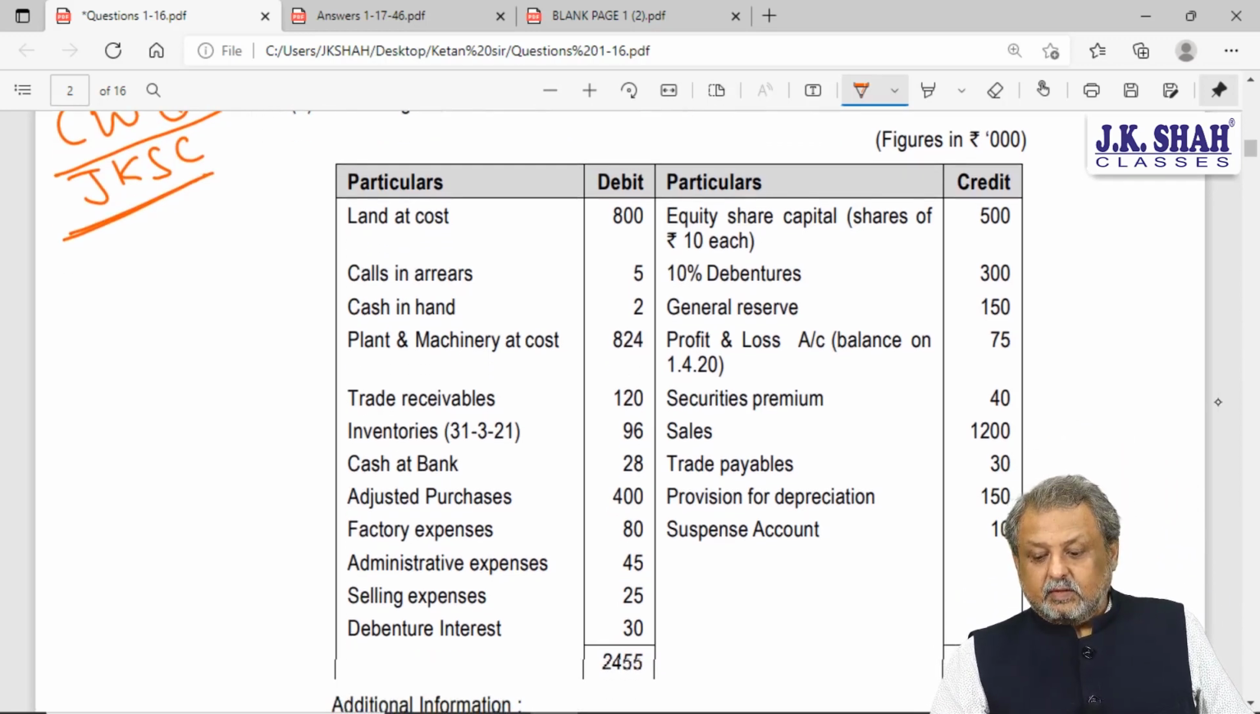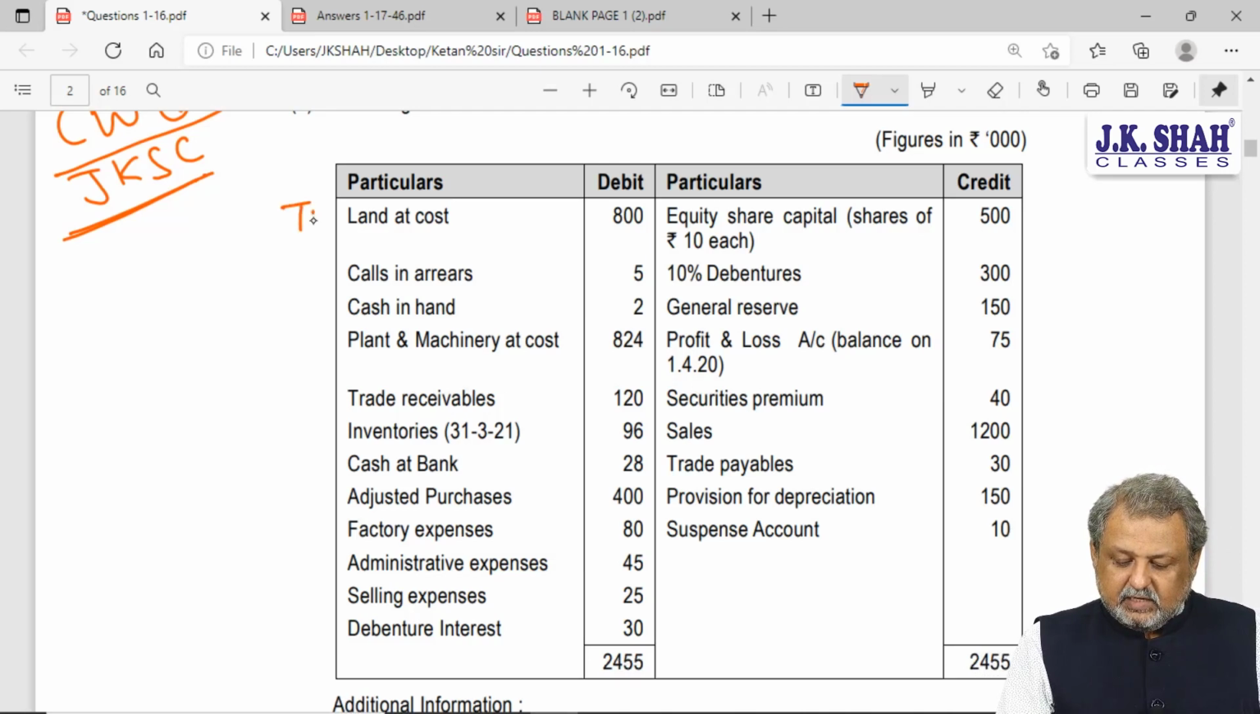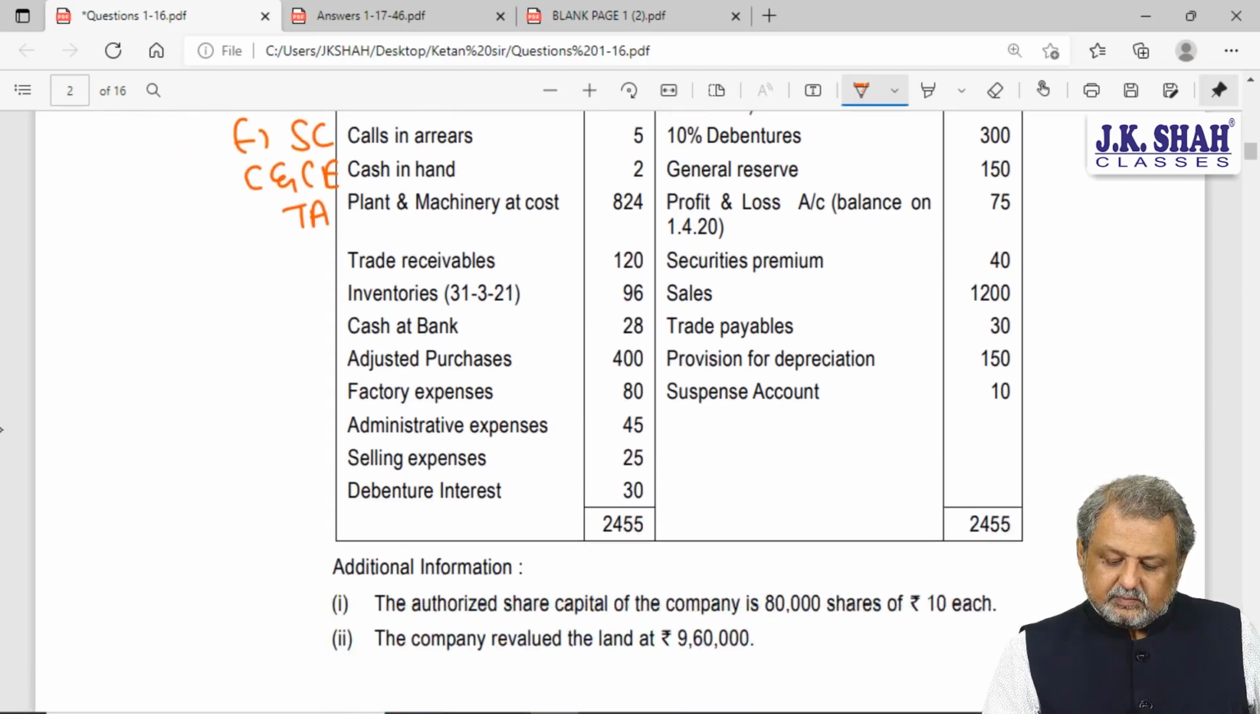Now, all the debit items, one by one. Land, it is tangible assets. Calls in arrears, less from share capital. Cash in hand, cash and cash equivalent. Plant and machinery, tangible assets. Trade receivable is trade receivable. Inventory is as at 31st March 21.